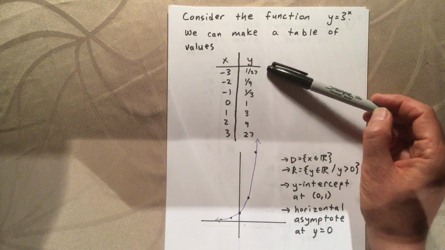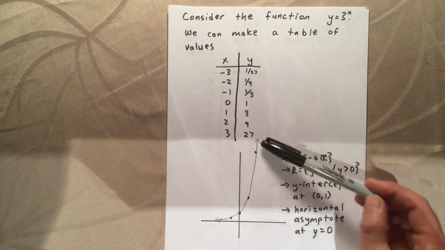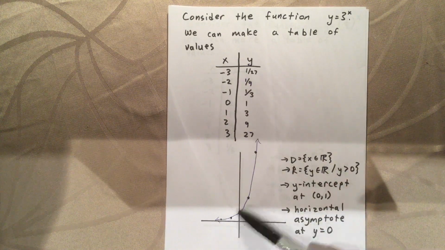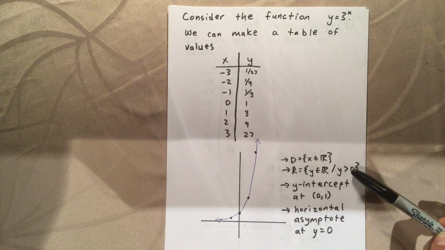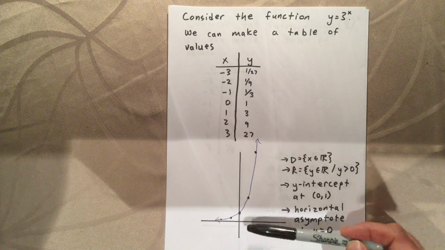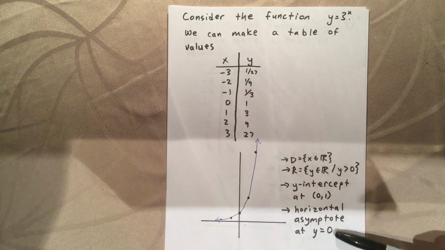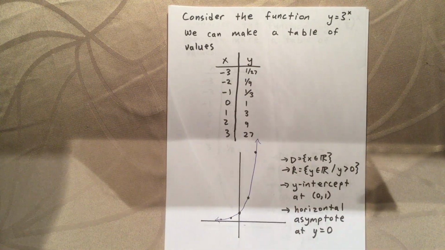Ignoring the first point and the last point, just because we can't easily plot them on this graph, we plot the other 5 points in black. And then we connect them with this blue ink curve. And when we do that, we get that the domain is x element of the reals. The range is y element of the reals such that y is greater than 0. The y-intercept is at 0, 1. And the horizontal asymptote is at y equals 0.